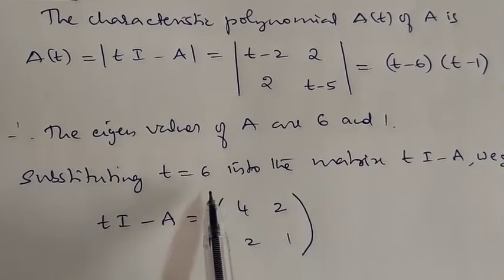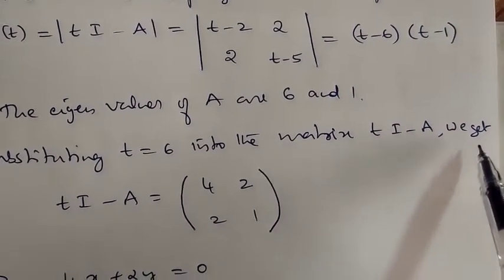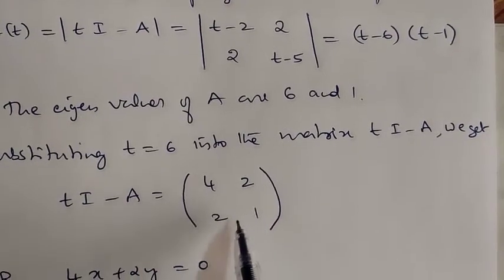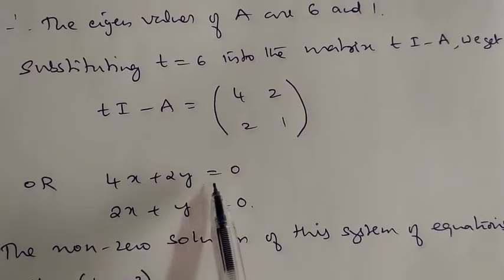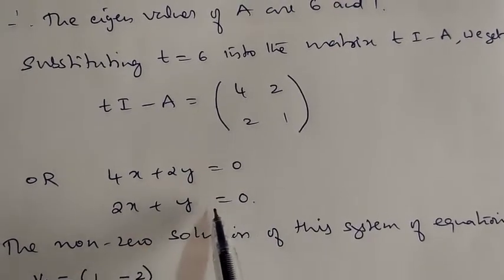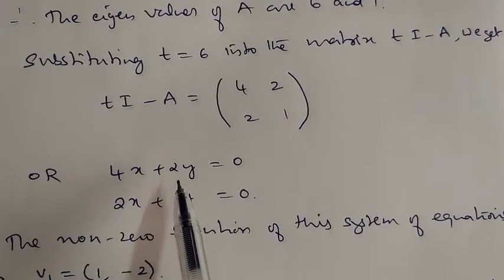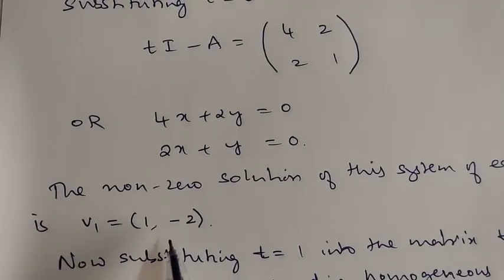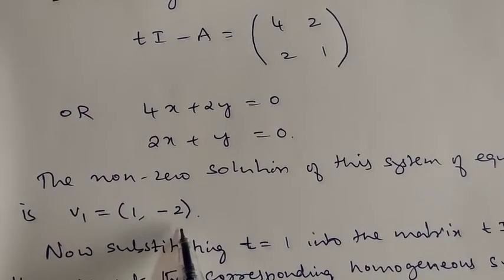Now substitute T equal to 6 into the matrix TI minus A. We get TI minus A as 4, 2, 2, 1. If you write this as a system of equations, you get 4x plus 2y equal to 0, 2x plus y equal to 0. One of the non-zero solutions of this system is, I'll call it, V1.